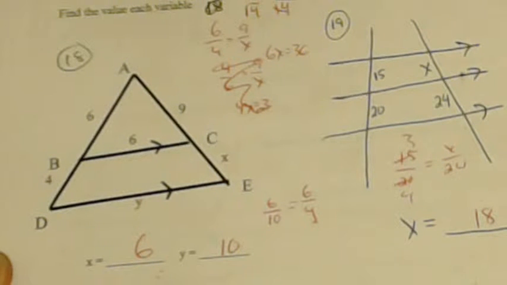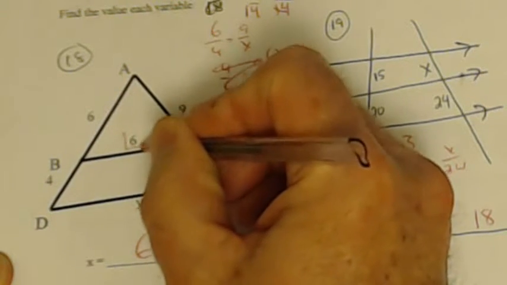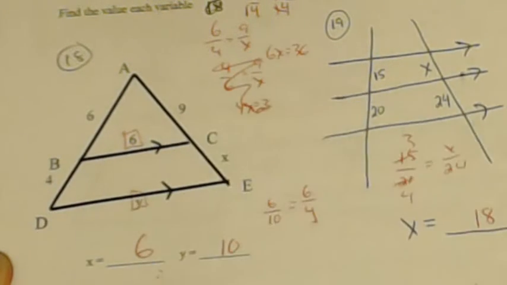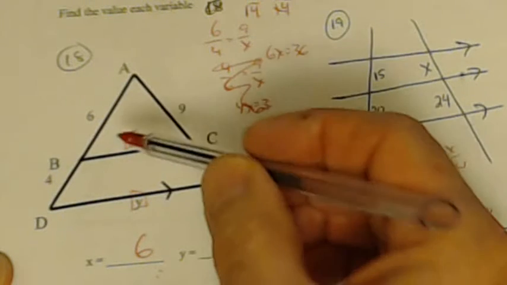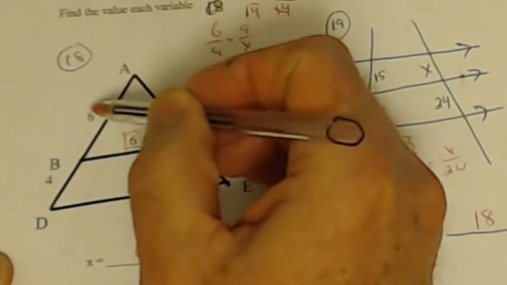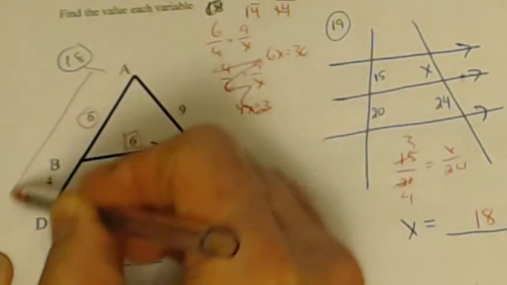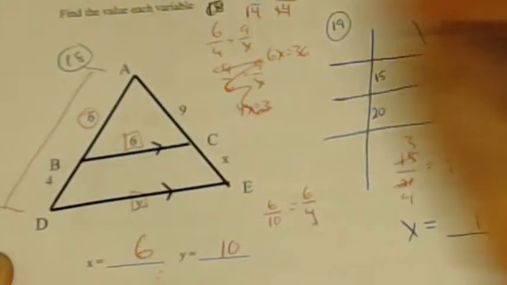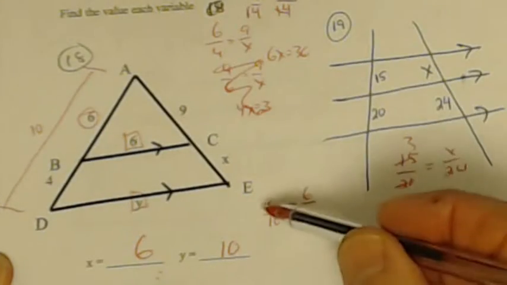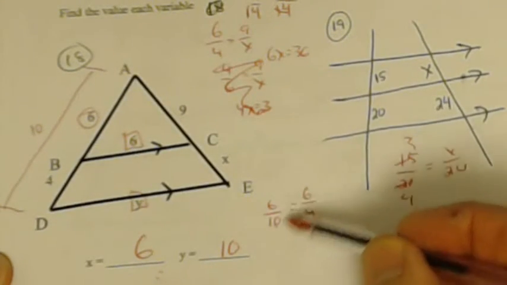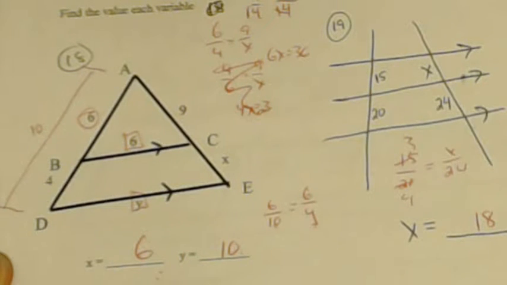In order to find y, this is usually the tricky one, when you take 6 and you divide it by y, you're dividing the side of the small triangle by the big triangle. Your other ratio must do the same thing. So 6 is to y as this 6 is to that whole side, which is that whole triangle, which is 10. So 6 over y equals 6 over 10. Y is going to be 10.